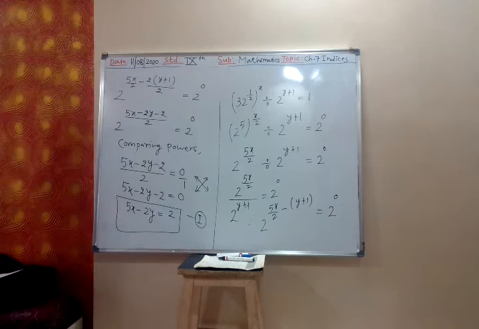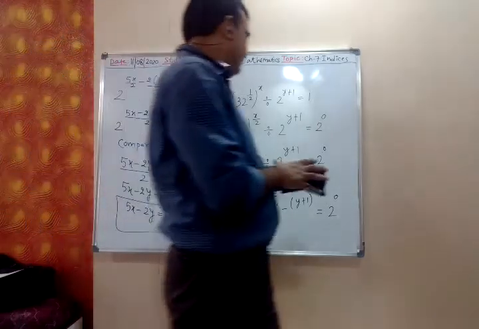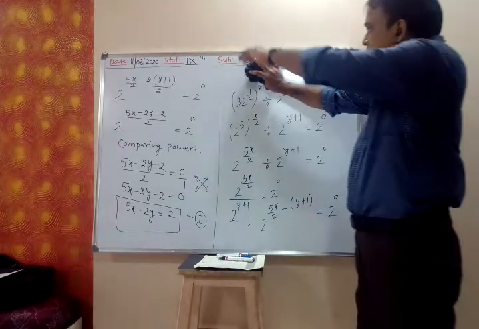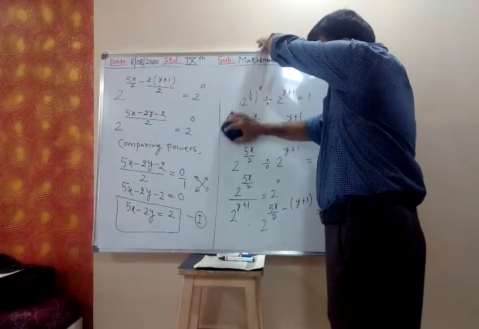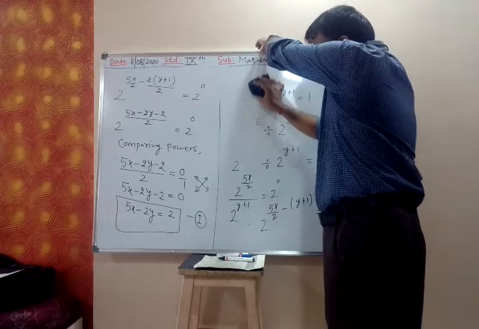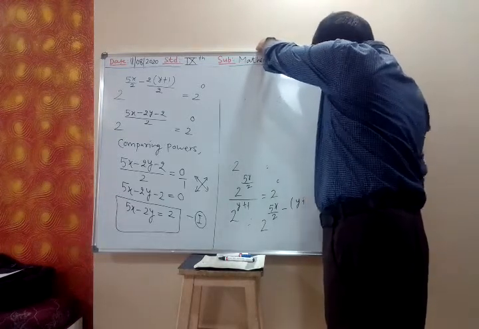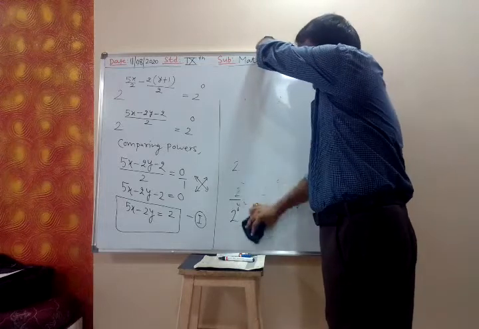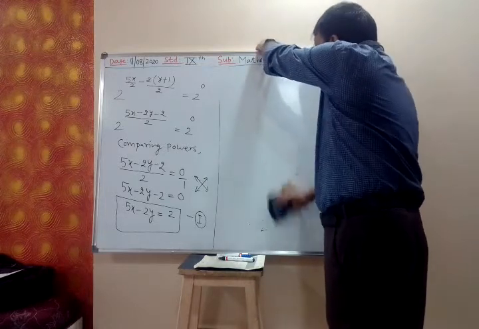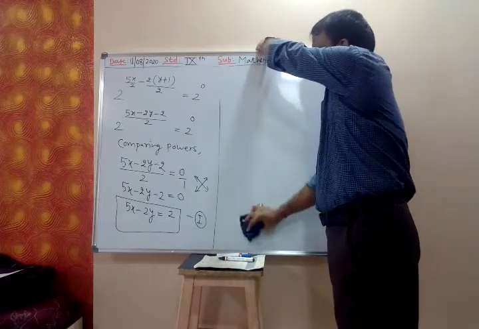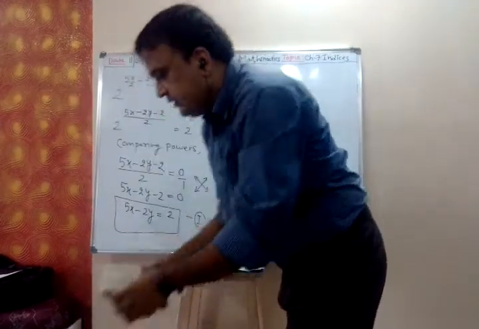You will get 2 linear equations. Then you have to solve that by equating coefficient method. Get the value of x and y. Yes. Now do the second one. 8 raised to y minus 16 raised to 4 minus x by 2 is equal to 0. Solve that using law of indices and get the equation number 2.